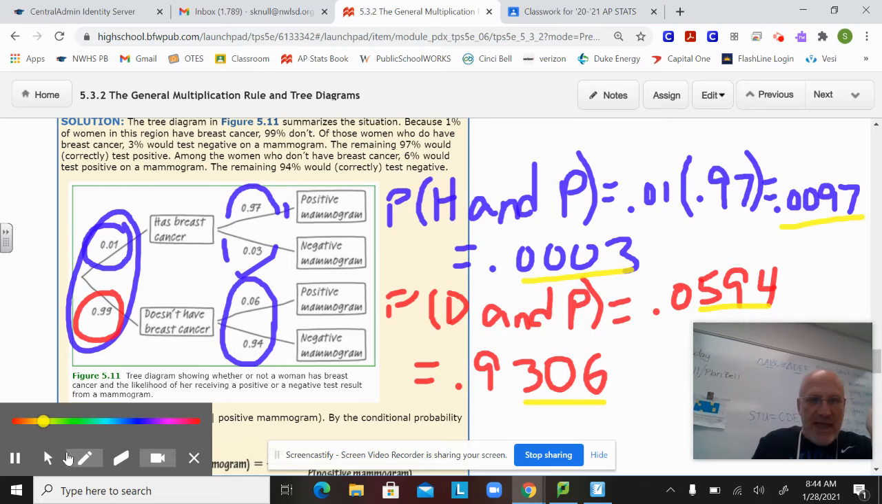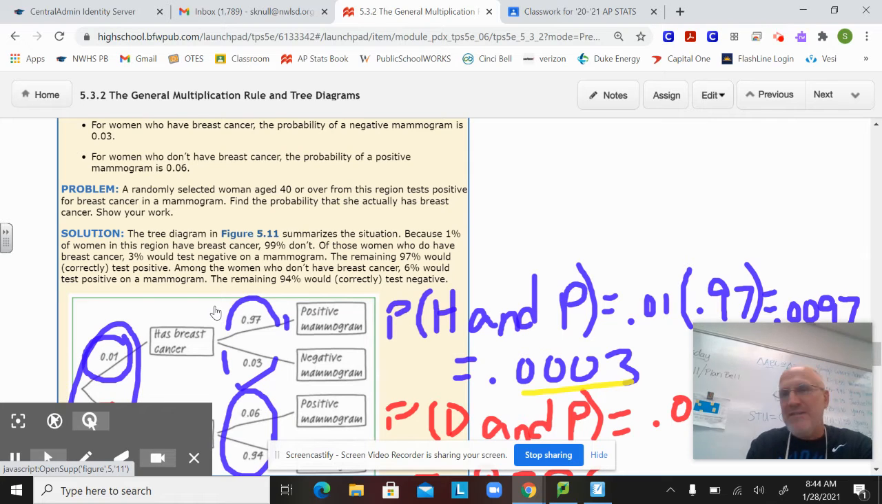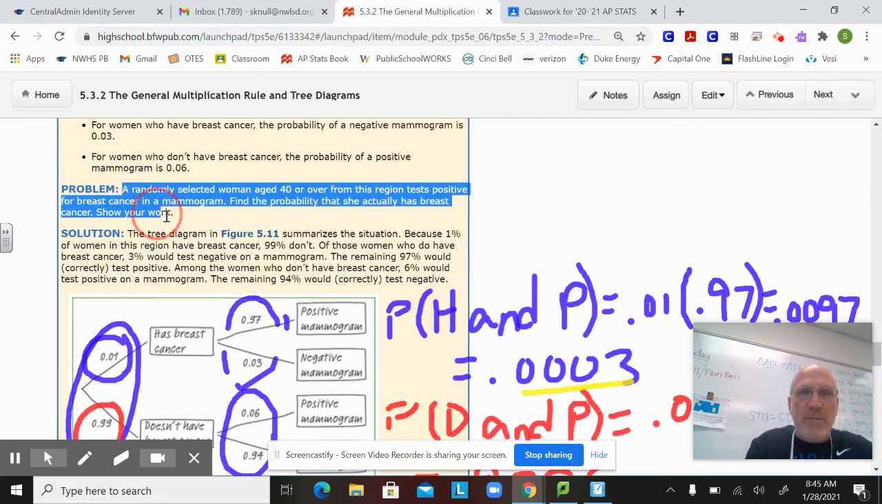Now, we haven't really answered any questions yet. I think the first question doesn't specifically say to represent the probabilities in a tree diagram, but I'm telling you that's going to be helpful. So let's look at this. I think it asks two different things. First, looking at the problem here, a randomly selected woman age 40 or over from this region tests positive for breast cancer. Find the probability that she actually has breast cancer.